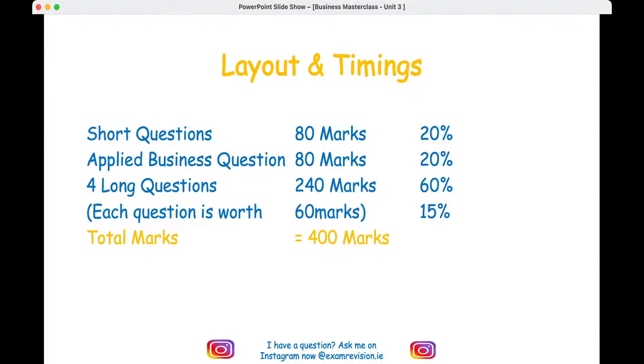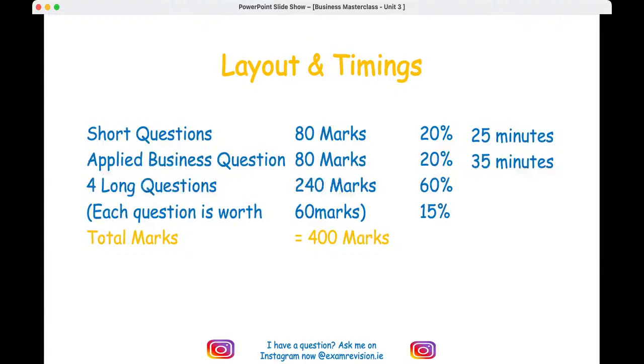Your timing is something you need to practice yourself and understand your own timing, because these are guided timings, but each student will vary a little bit. For example, for the short questions I would recommend about 25 minutes, and for the ABQ I'd recommend 35 minutes. Some students may take 30 minutes for the short questions and 30 minutes for the ABQ, and that's okay. But if you're taking 25 minutes for the short questions, then you can't take 40 minutes for the ABQ, because you're going to run into timing issues later on for your long questions.